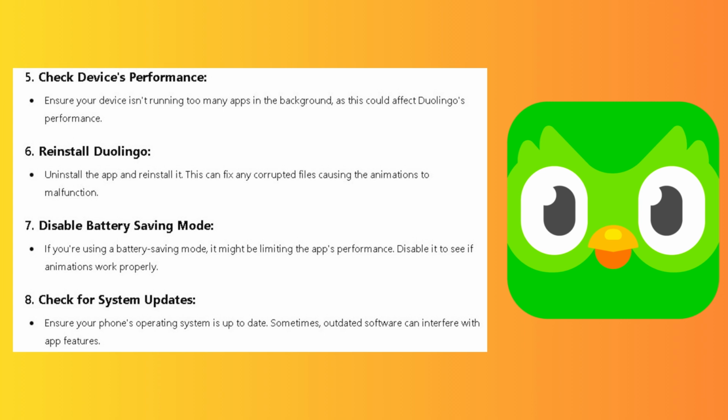Reinstall Duolingo. Uninstall the app and reinstall it. This can fix any corrupted files causing the animation to malfunction. Disable battery saving mode. If you're using battery saving mode, it will limit the app's performance and Duolingo will not be able to show you the animations.